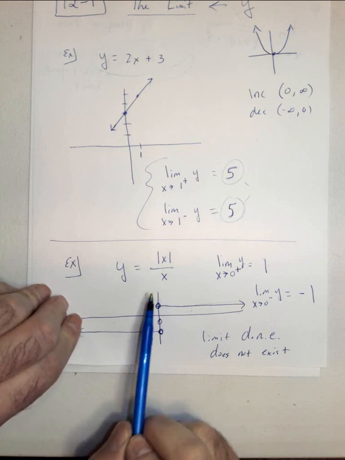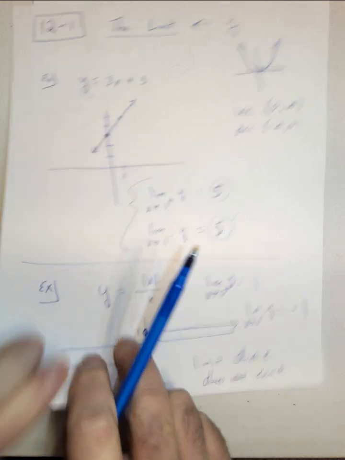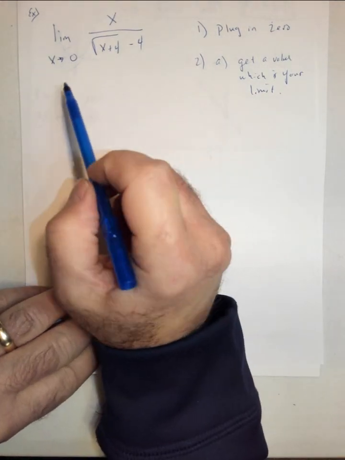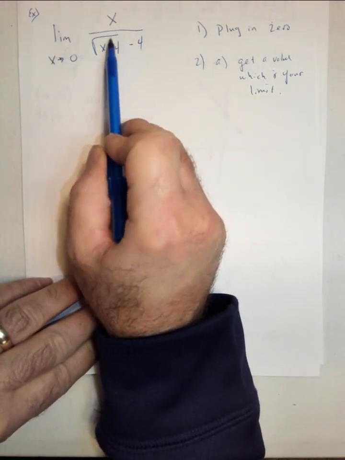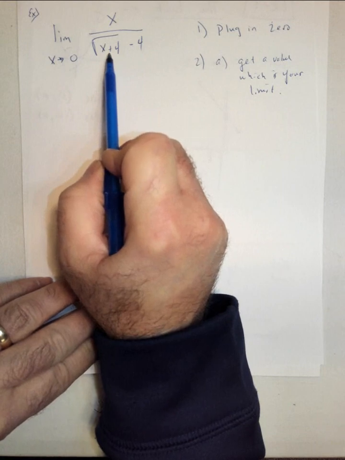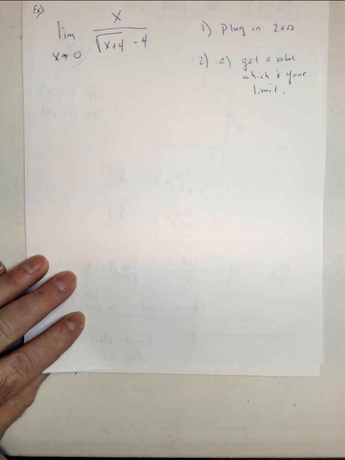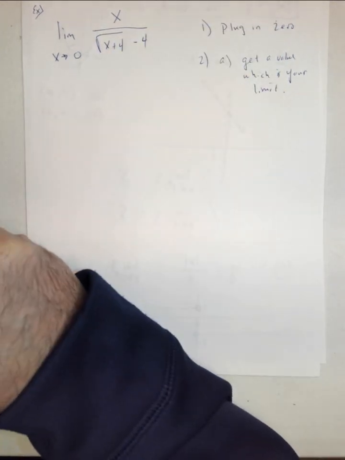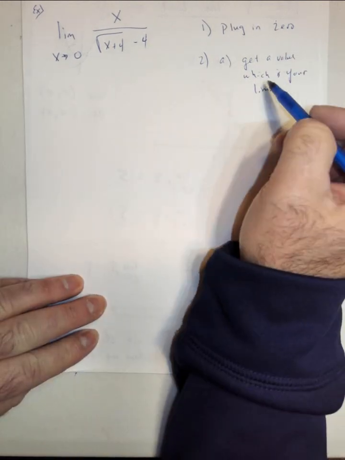So then we're just going to have to look at some values and approach that from both the left and the right. So in this particular example that I have here, I'm going to plug 0 in, and I'm going to get 0 over some number, which is 0. And again, I get 0. So what does that mean? That I get a value.